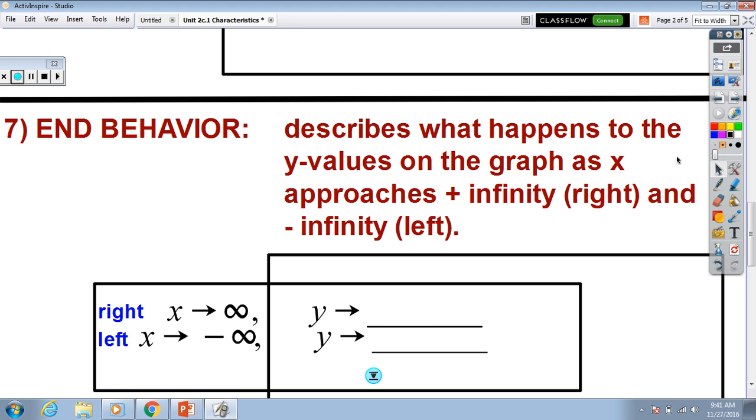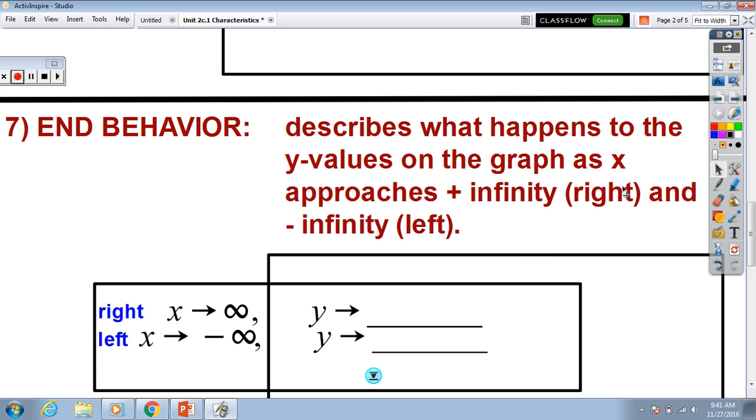End behavior describes what happens to the y values on the graph as x approaches positive infinity, so as we look at the right side of the graph, and as x approaches negative infinity, as we look at the left side of the graph.